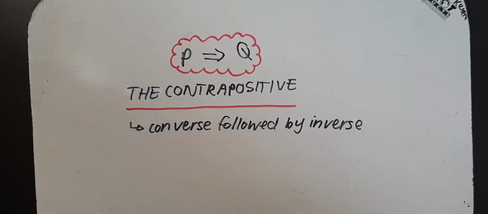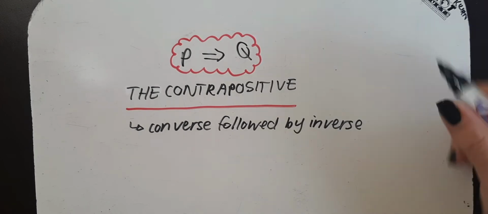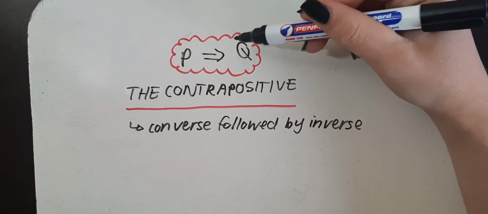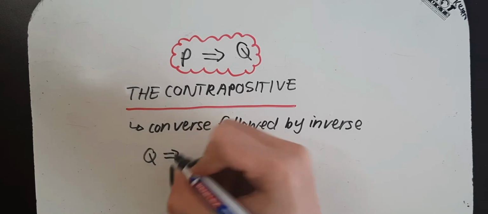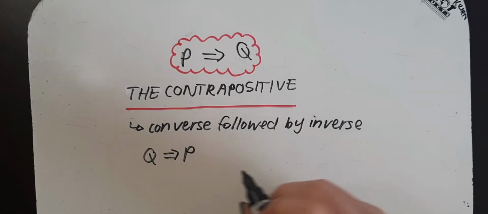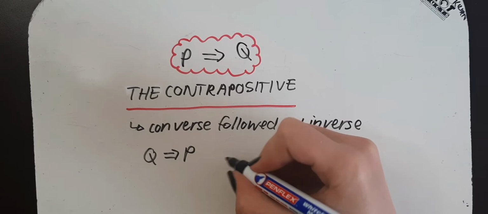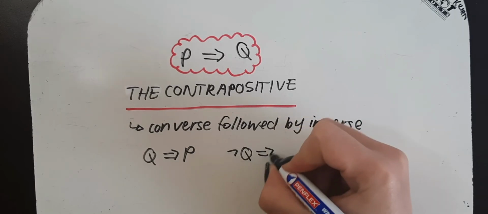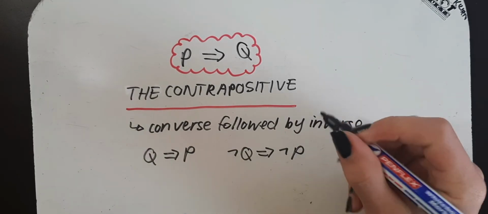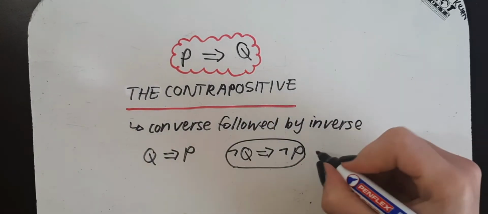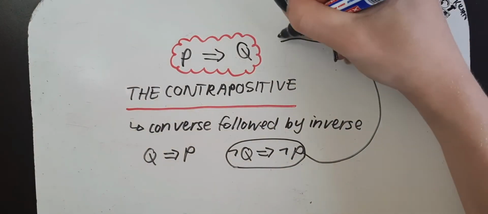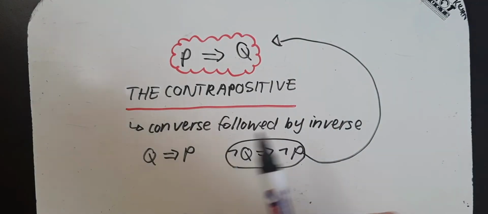The contrapositive can be obtained by getting the converse first, and then you get the inverse of an implication. So if we have P implies Q, the converse will be Q implies P. And then we get the inverse, and that will be not Q implies not P. So this will be the contrapositive. And note, this is logically equivalent to the implication P implies Q.